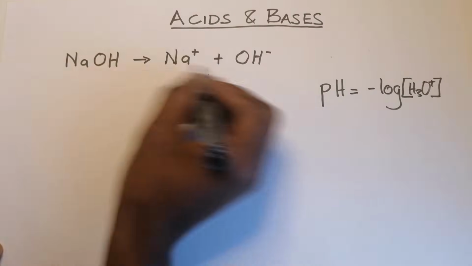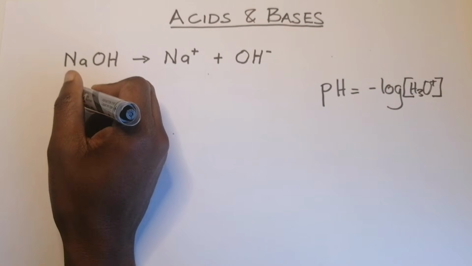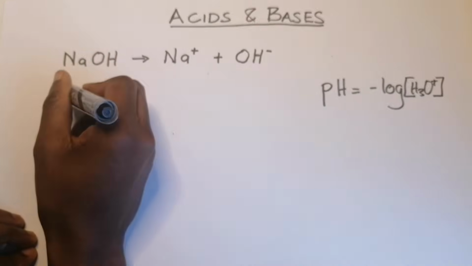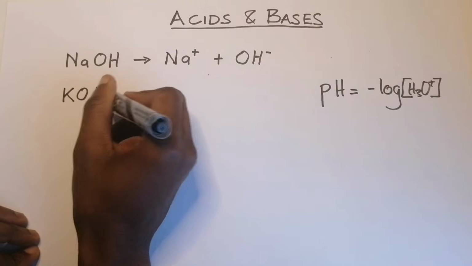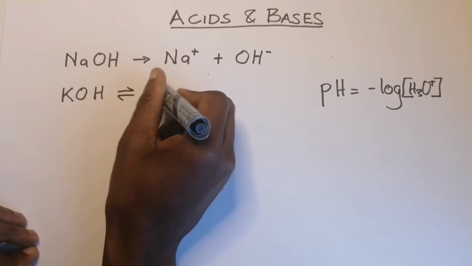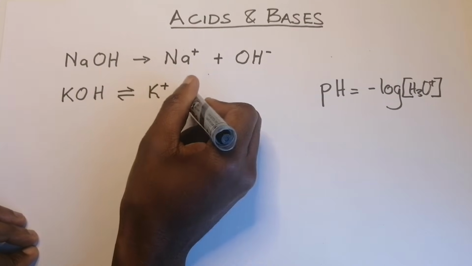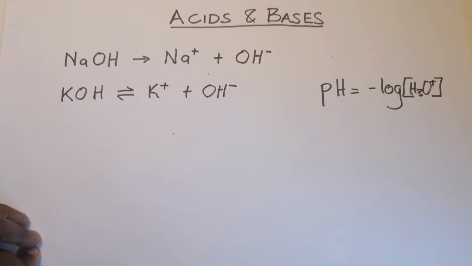Okay, so this is how sodium hydroxide would dissociate. But if I take another base for argument's sake, let's say potassium hydroxide, it would have to be, it gives us potassium plus, plus OH minus. Okay, so this is how it would dissociate. So once again, it's a base, but it does not give us hydronium ions, but it gives us hydroxide ions.